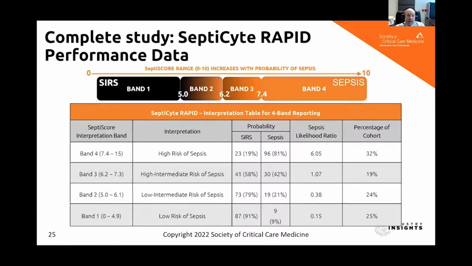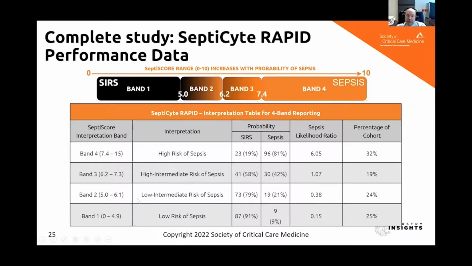Here, putting that in a little bit better perspective, you can clearly see our 4 bands, band 1, 2, 3, and 4, and the width of those bands. And you can see that band 4, with the SeptiCyte interpretation score from 7.4 to 15, has a high risk of sepsis. You can see 81% of those patients were diagnosed with sepsis, a sepsis likelihood ratio of 6.05. Band 1, from 0 to 4.9, has a very low risk of sepsis. You can see it's only a 9% likelihood of sepsis, with a likelihood ratio of 0.15.